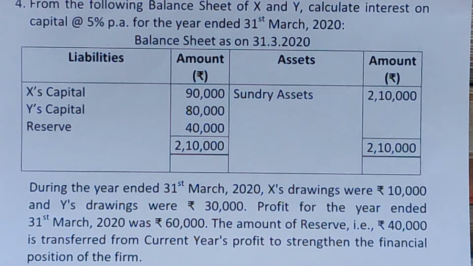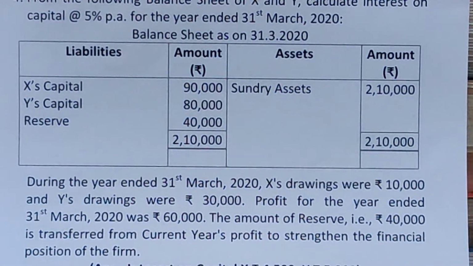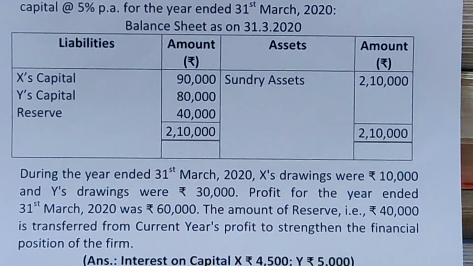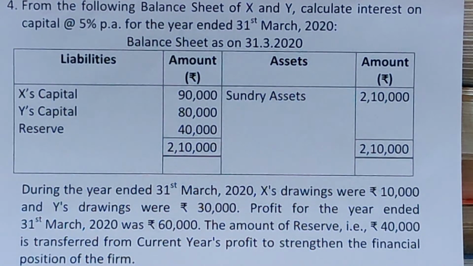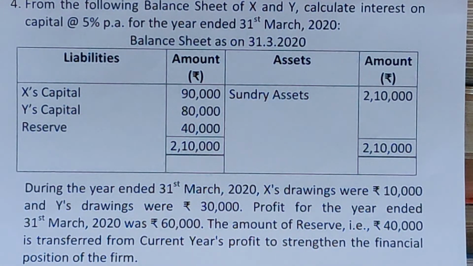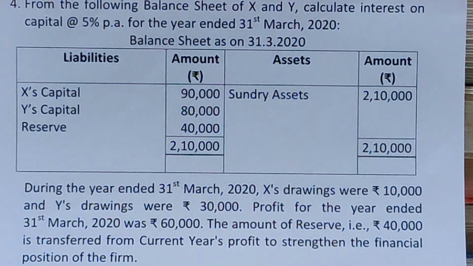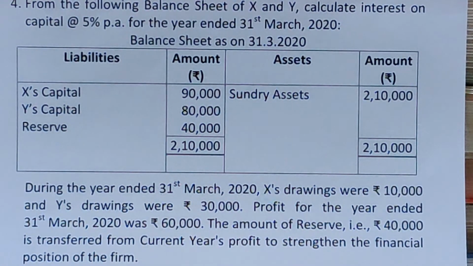Here you can see the amount 40,000 rupees given in the balance sheet against reserve has been transferred from this year's profit only. It means out of 60,000 rupees, total profit, 40,000 rupees was transferred to reserve, and the remaining amount, that is 60,000 minus 40,000, that is 20,000 rupees, was distributed between X and Y in their profit sharing ratio. In the question, profit sharing ratio is not given, so it is equal. So they both got 10,000 rupees each as share in their profits. So let's solve this question.